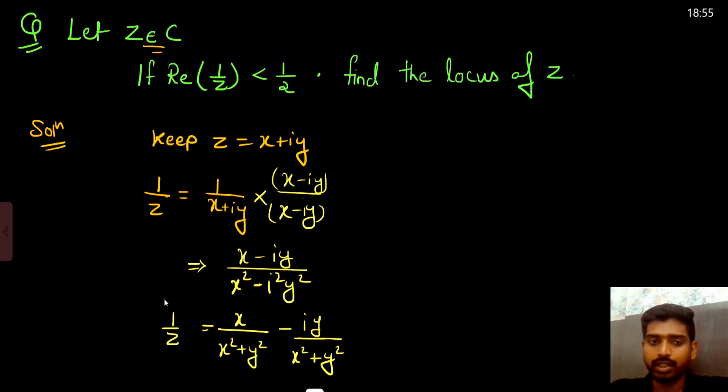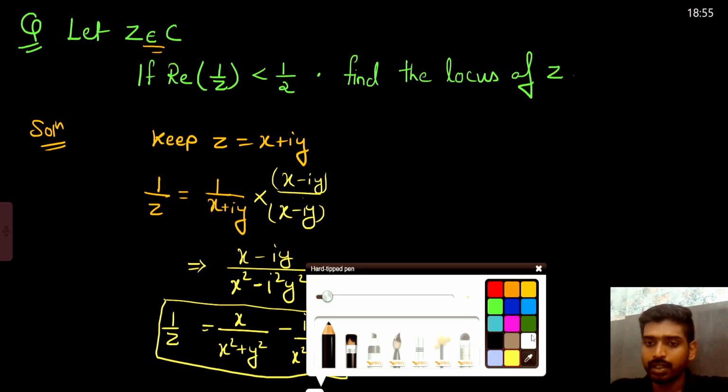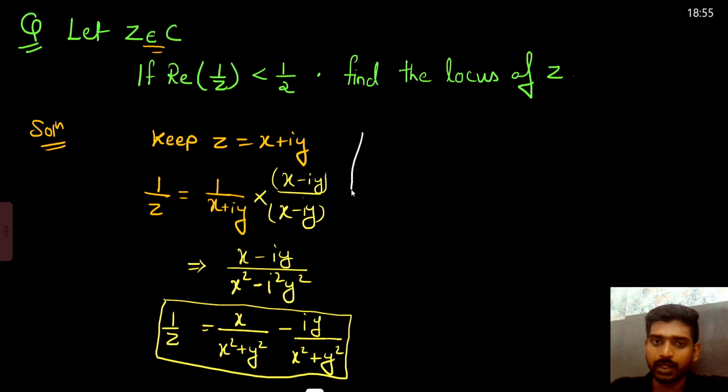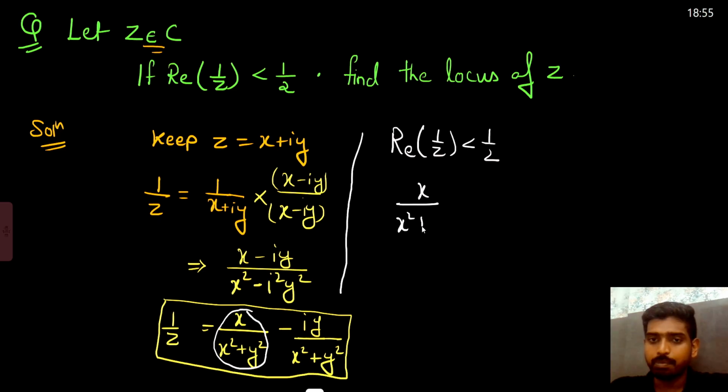Now in the question they are saying that the real part of this complex number is smaller than 1 by 2. So we'll apply the condition: the real part of this complex number 1 by z is smaller than 1 by 2. Now tell me, what is the real part of this complex number? The real part is x upon x square plus y square. So we'll keep here x upon x square plus y square is smaller than 1 upon 2.